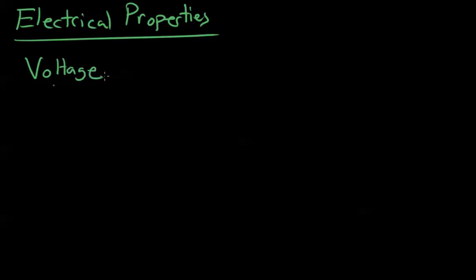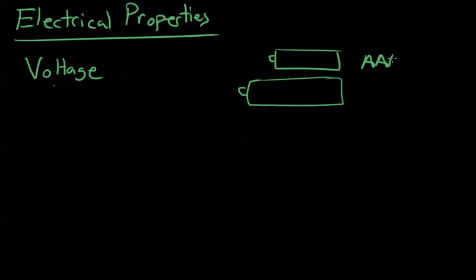And we know that there are many different types of batteries, right? So you have two common ones. We have AAA, which is a small one, and AA, which is a little bigger one. But both of these are 1.5 volts.